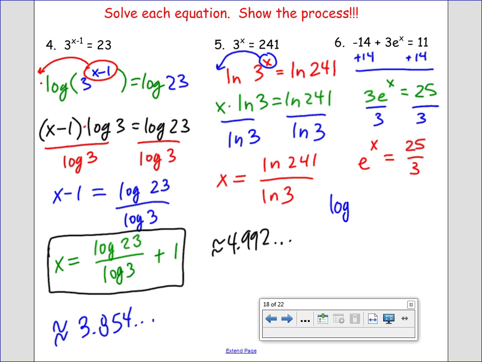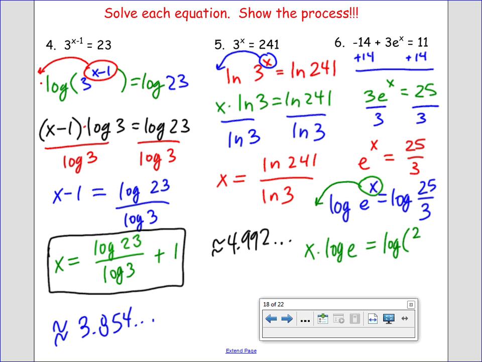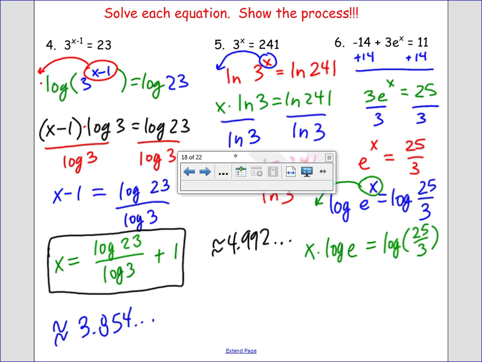So log of e to the x equals log of 25 thirds. When I do that, I can bring that exponent down in front as a multiplier. This becomes x times log of e equals log of 25 thirds. And now I can solve by division. So it looks like we can solve both sides by division now. If I divide both sides by log of e, I'll get x by itself.